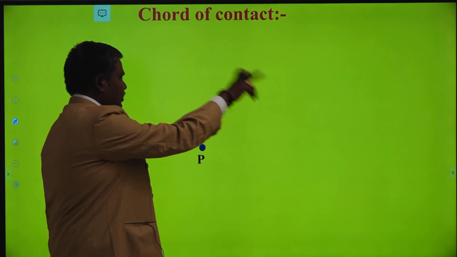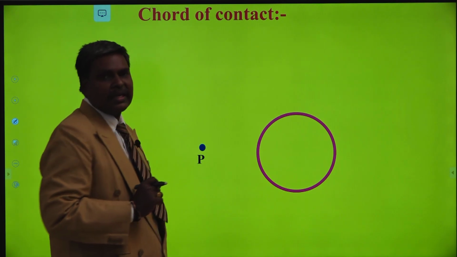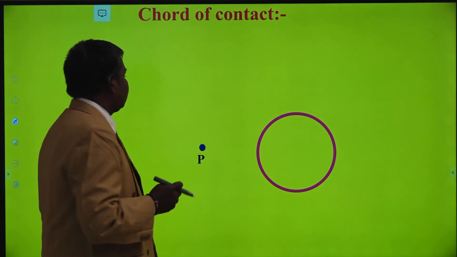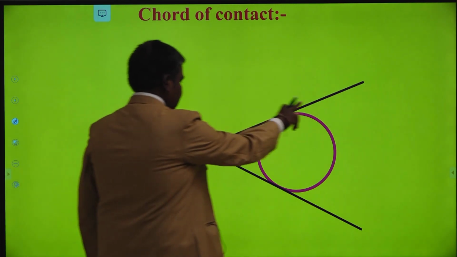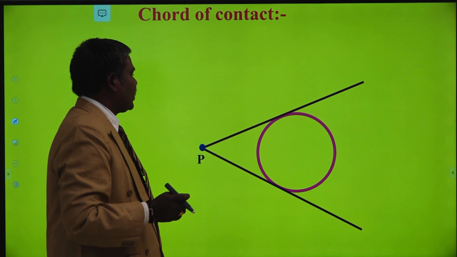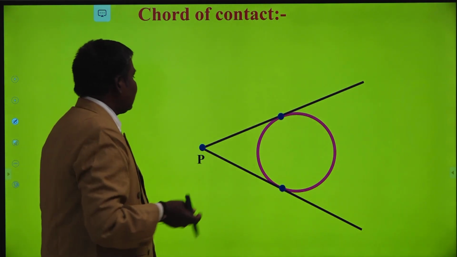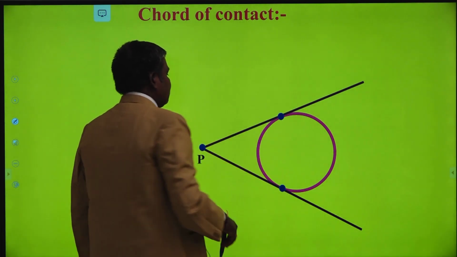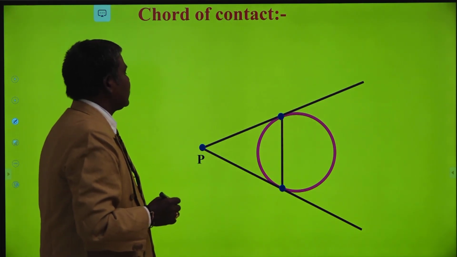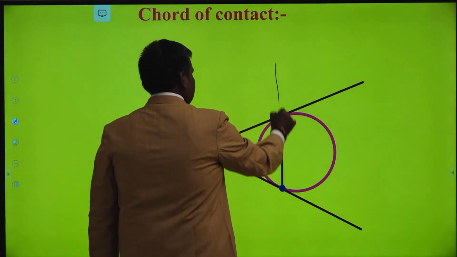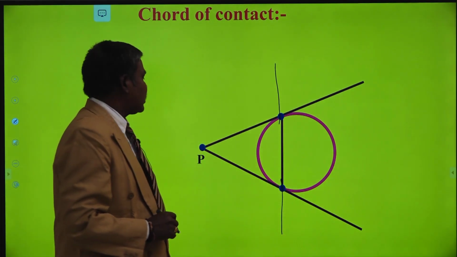This is the point P. This is your circle. Your point is outside the circle. How many tangents can you draw? 2 tangents can be drawn from P to the circle. These are the 2 tangents. How many points of contact will arise now? These are the 2 points of contact. Now join these 2 points, you get some line. That secant line is called the chord of contact of P with respect to the circle. You may extend this one. This is the chord of contact of P with respect to the circle.